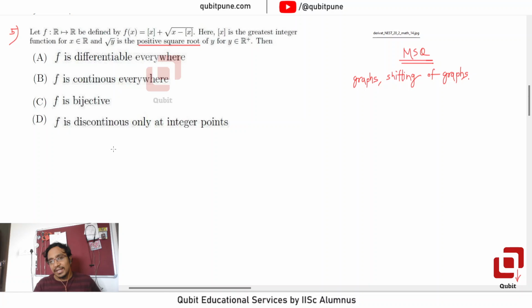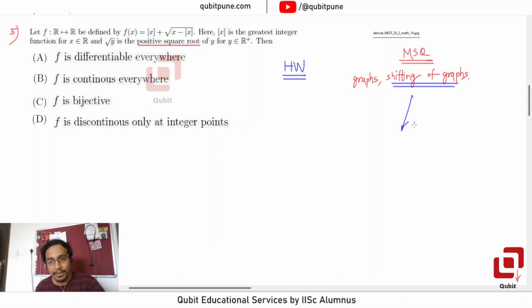ये होमवर्क के लिए दिया तो चलेगा क्या? Yes. ठीक है, please try that. If you cannot solve it, I will send you the solution. But please note that this question is based on shifting of graphs. Now, what do I mean by that? Let me explain this part only.